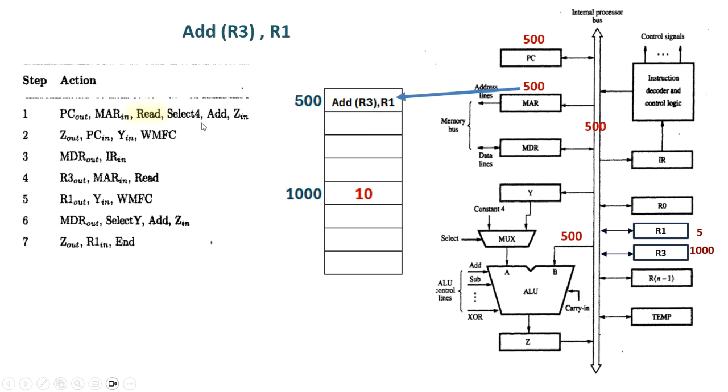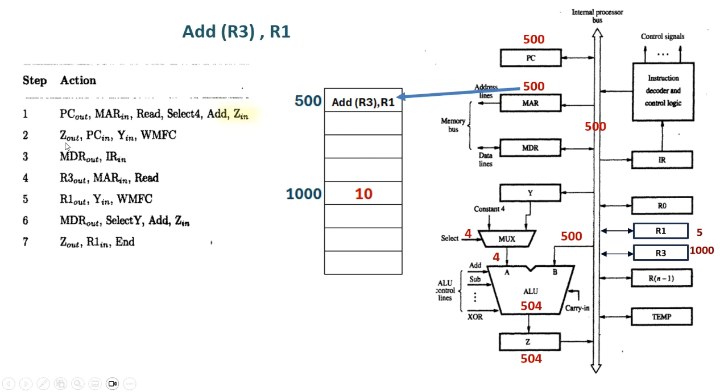During this period, other controls can be executed. Select 4 can be enabled here. Then this 4 value can be moved into the first input of the arithmetic and logic unit. 500 also is there. So these two values can be added by enabling the add control signal here. Now your arithmetic and logic unit can add these two values and store the result. Then we can enable the Z in connection, so the Z register is updated as 504.